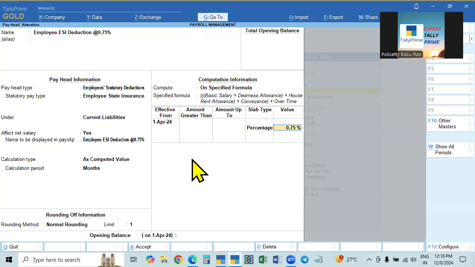If the salary, meaning these amounts only, is more than 21,000, then this employee is not eligible to get medical facilities from the ESI. That is why the ESI Act is not applicable to employees above 21,000 rupees, only up to 21,000. It is automatically built in: it will calculate if the salary is less than 21,000, and if it crosses 21,000, it will not calculate. So the percentage is 0.75%. Okay.